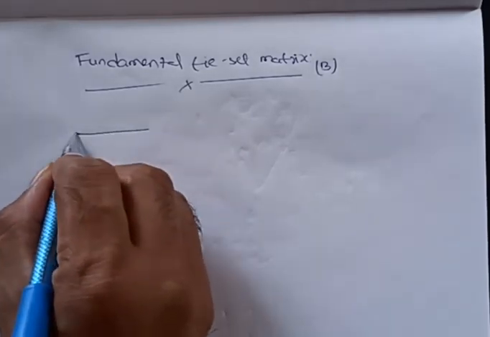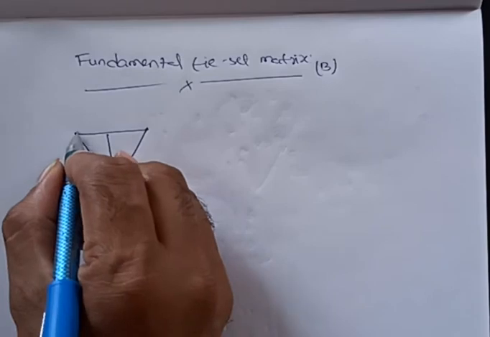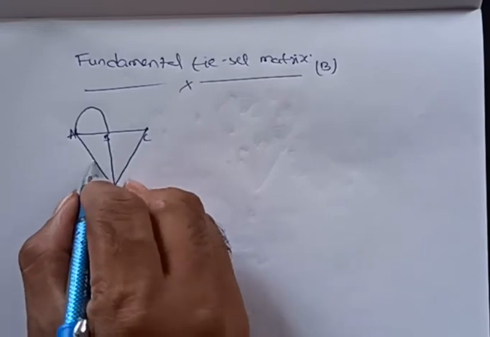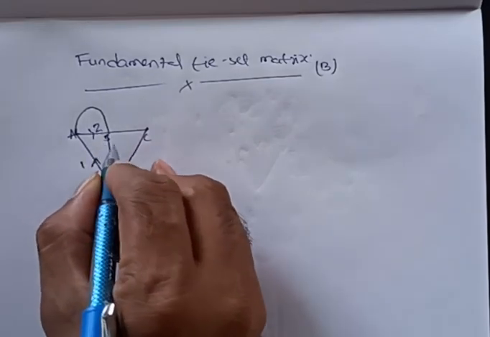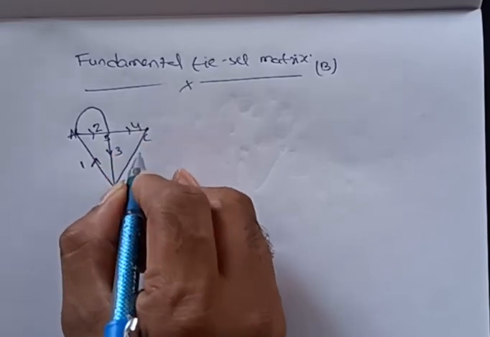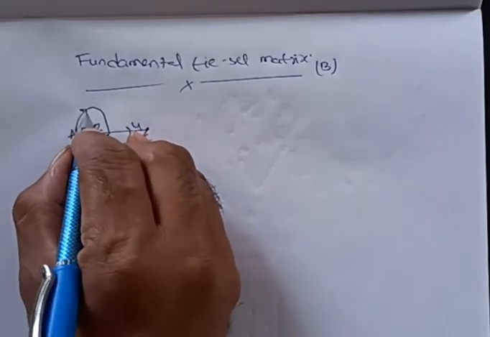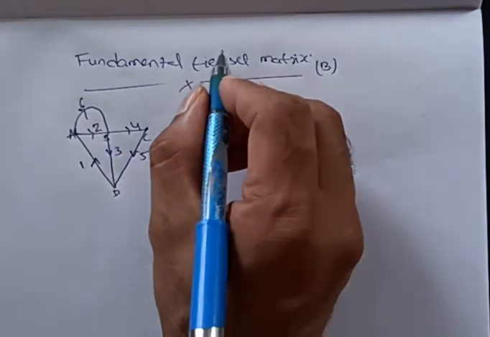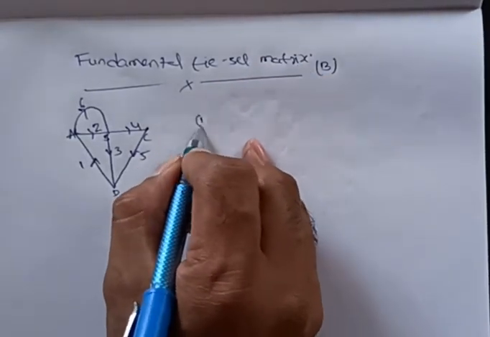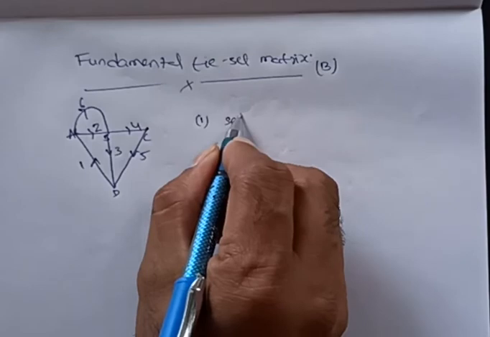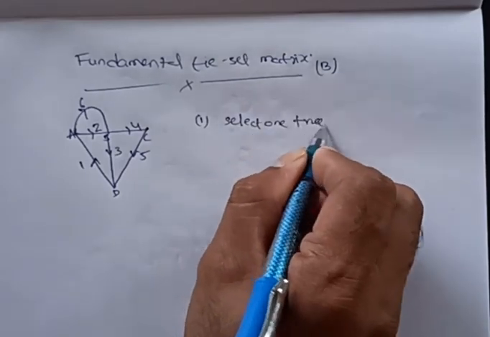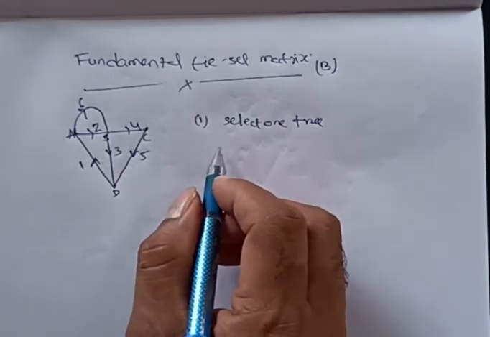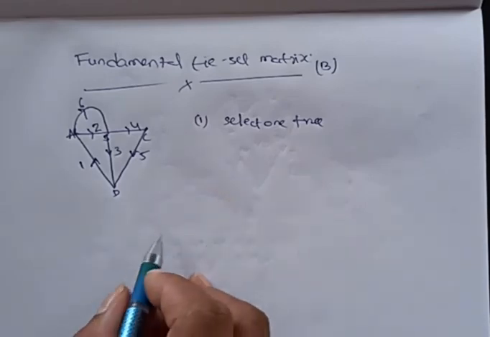Let us assume the same graph having 4 nodes A, B, C, D and 6 branches 1, 2, 3, 4, 5 and 6. For a given graph, how can you write the fundamental tie-set matrix? There is one simple procedure. The very first step is to select one tree. We know how to draw trees. A tree should have the same number of nodes as the original graph and no closed loop.